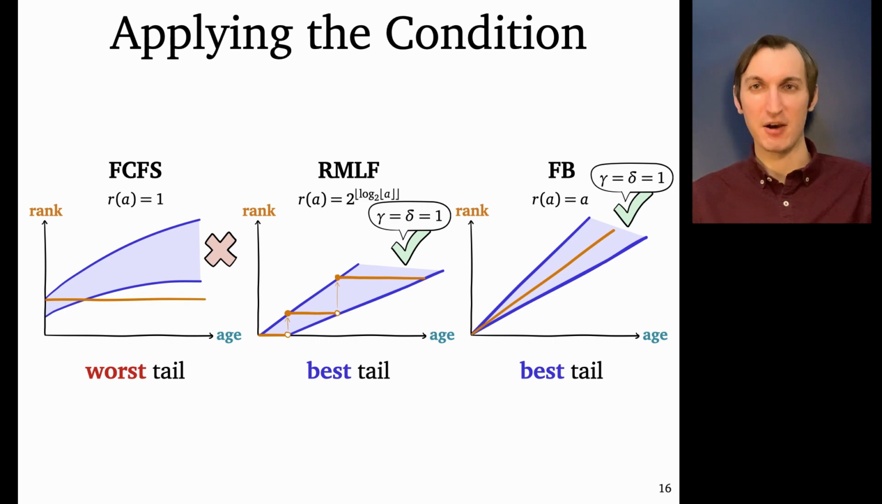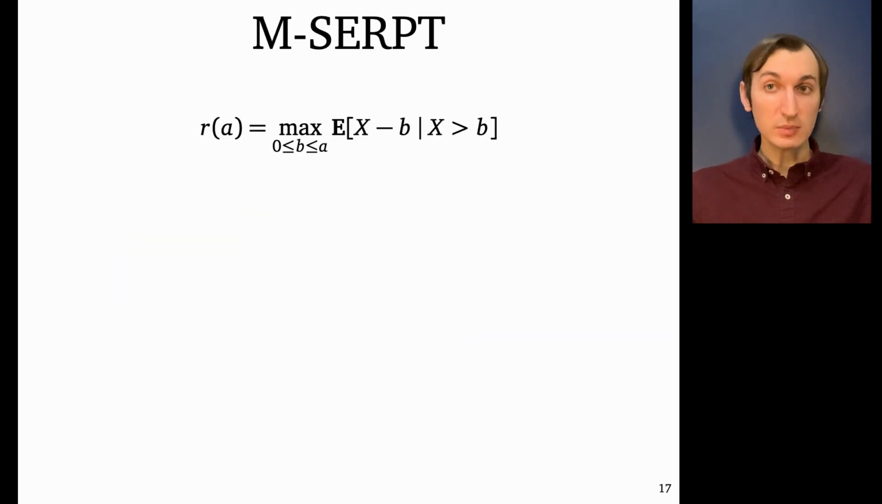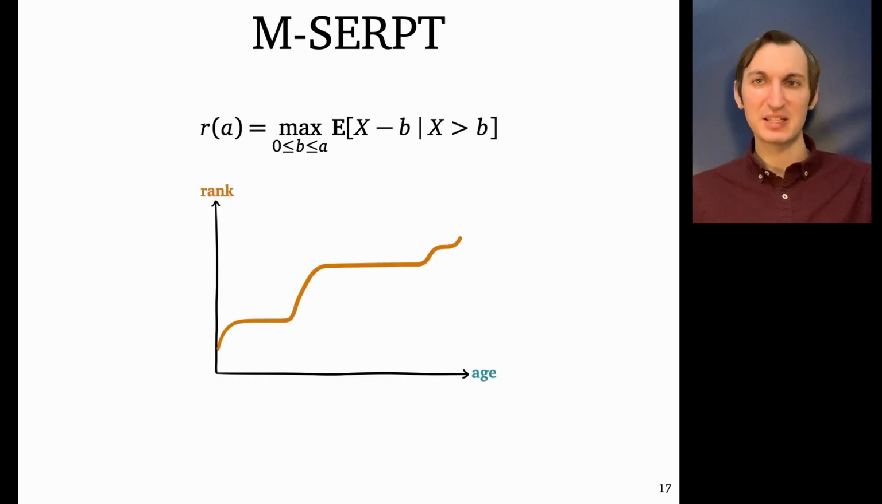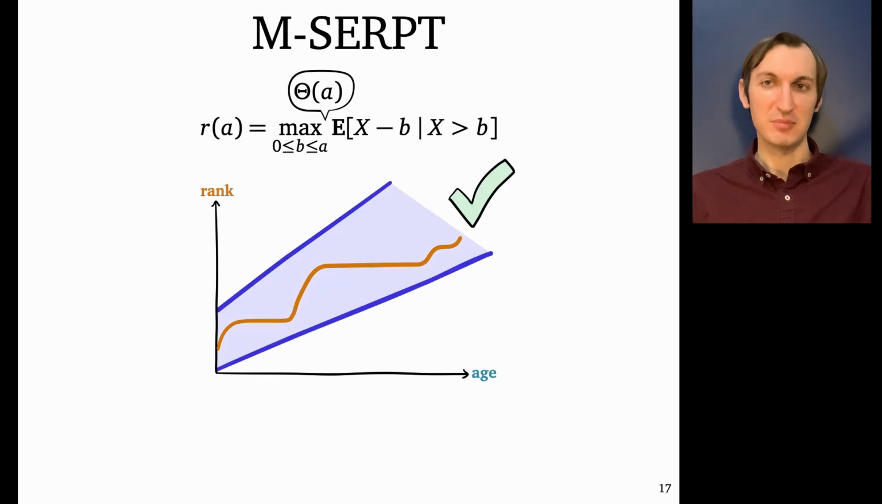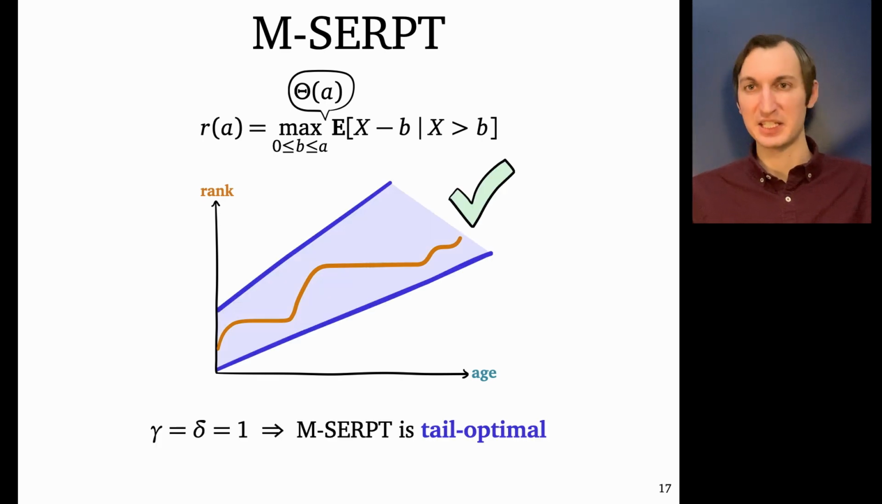Let's look at MSERP now. So MSERP has a more complicated rank function than RMLF that's based on the job size distribution, specifically expected remaining size at various ages. It looks something like this. And I don't have time to get into the details, but you can show that in the heavy-tailed case, when X is a heavy tail, this expected remaining size stuff is always theta of a. That is, our rank function is bounded between two lines. We've got gamma equals delta equals 1, MSERP is tail optimal.